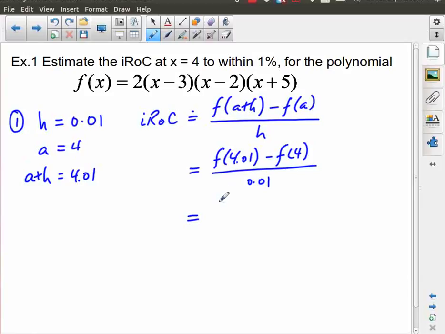And it turns out, with no rounding at all, this turns out to be 36.582402 minus, and f of 4, it turns out, is equal to just the integer 36, divided by 0.01. So subtract 36, divide by 0.01, and I end up with 58.2402. So that's my instantaneous rate of change estimate at x equal 4.